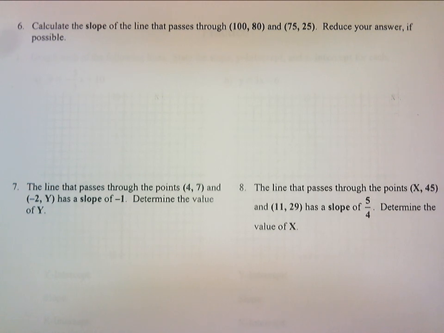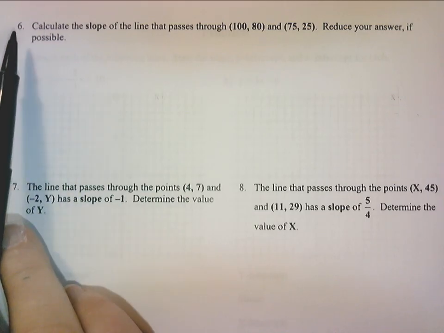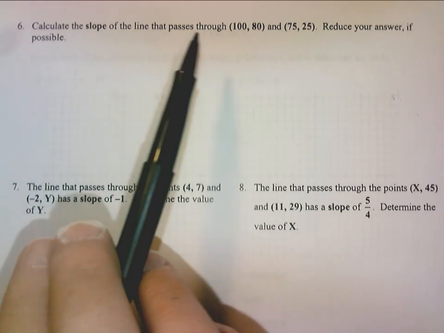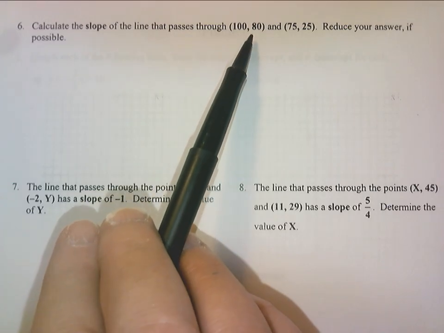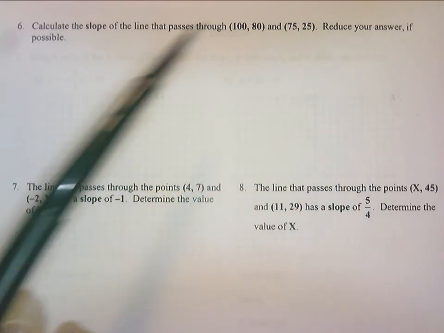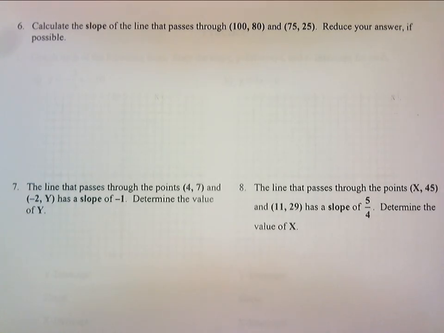In this video, we're doing some equation of a line practice, and we are doing question number 6. It says, calculate the slope of the line that passes through (100, 80) and (75, 25). And it says, reduce your answer if possible. So taking a look at this, we want to calculate the slope.